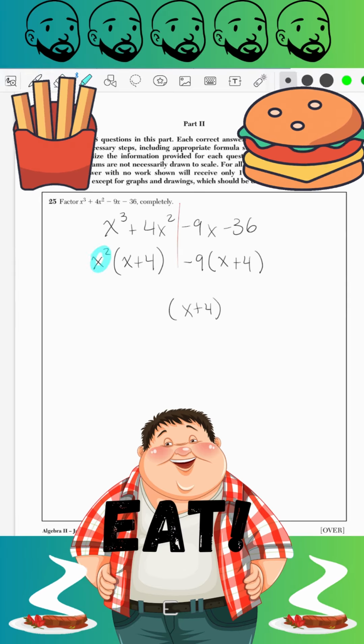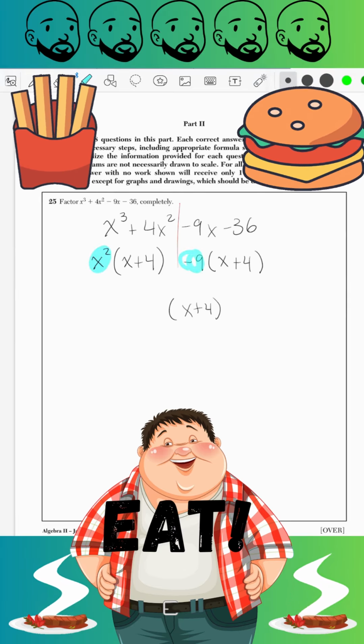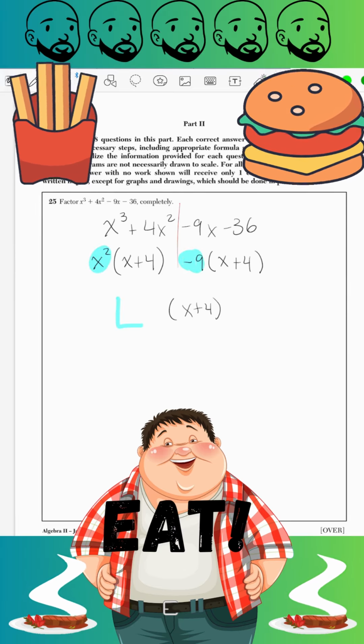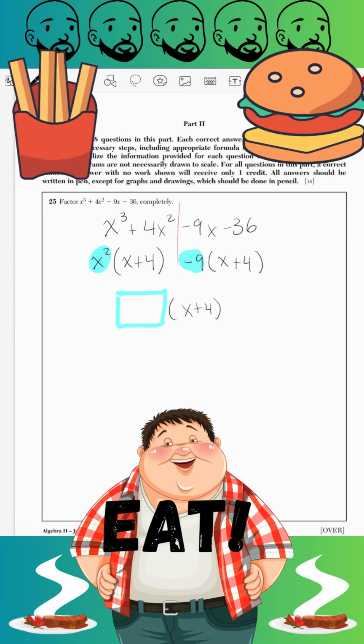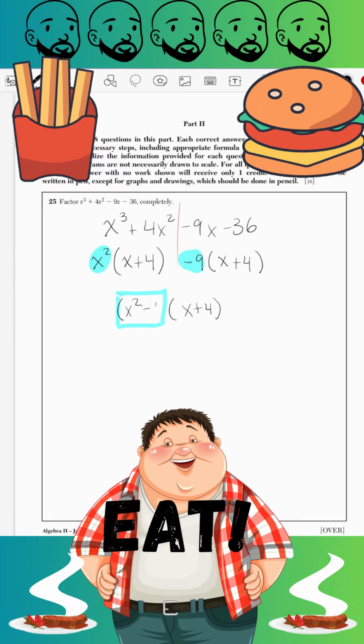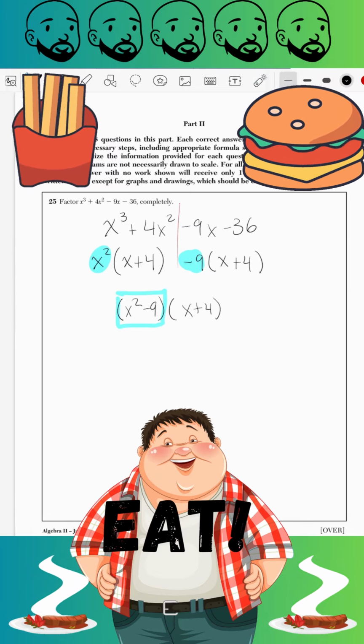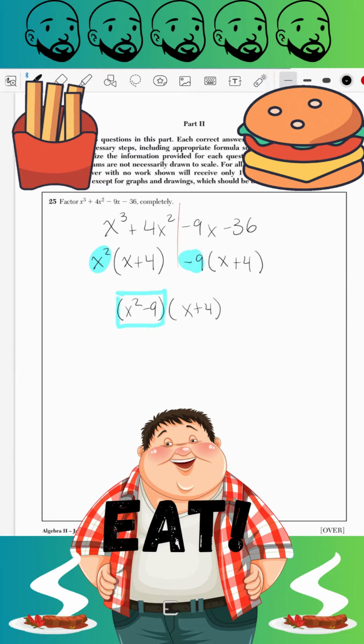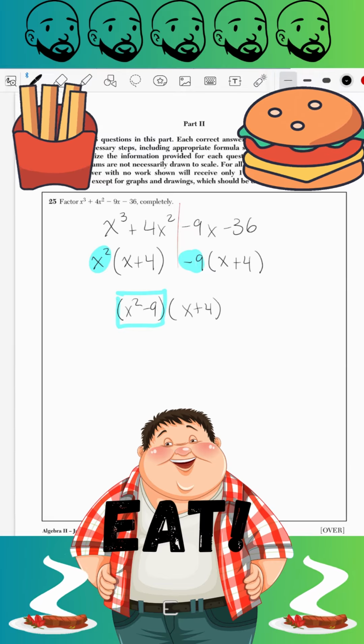Whatever's still outside the parentheses, the GCFs become the other factor. So our other factor is going to be x squared minus 9. Now this question says to factor completely. That means you're going to have to factor another layer.